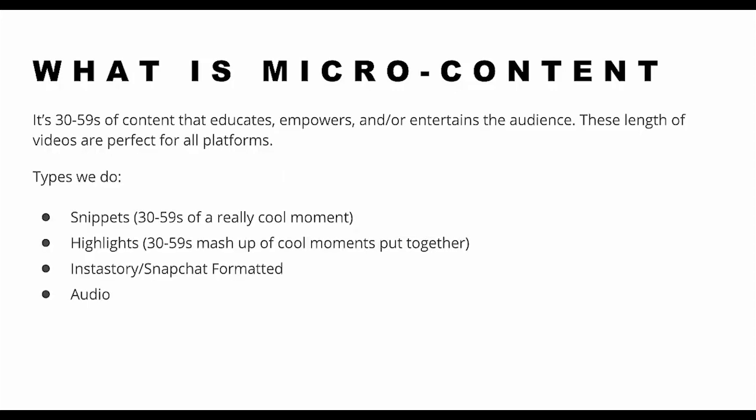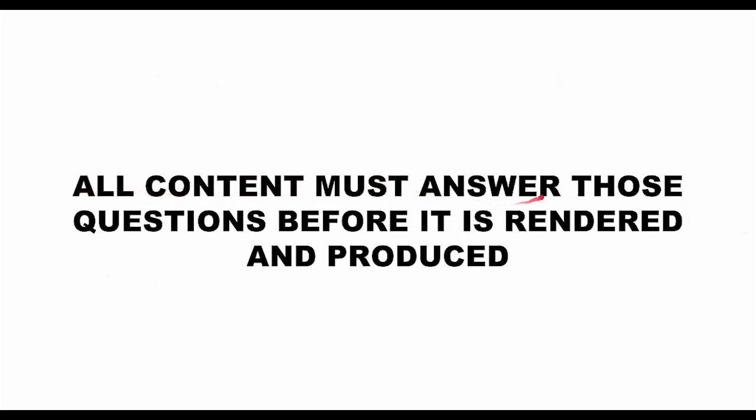The types of content we do: snippets are, say we have a 10-minute vlog. A snippet is a 30 to 59 second video of a really cool moment in the vlog, or in the footage you have. A highlight is a 30 to 59 second mashup of all the cool moments that you can find in the beginning, middle, and toward the end, mashed together. The other type of format we do is Insta Story and Snapchat formatted, and the last is audio. Again, all content must answer the questions before it is rendered and produced.